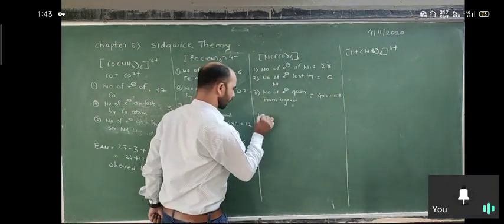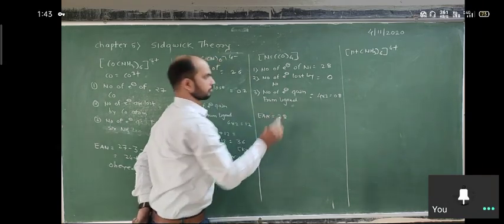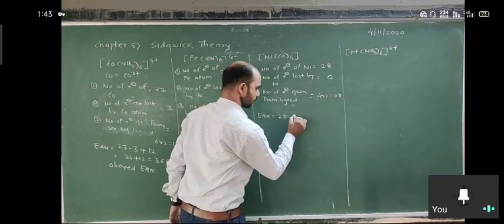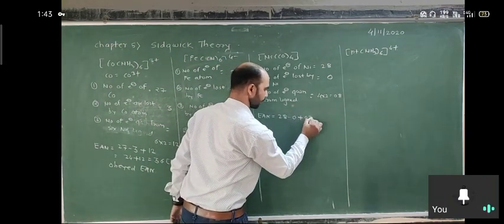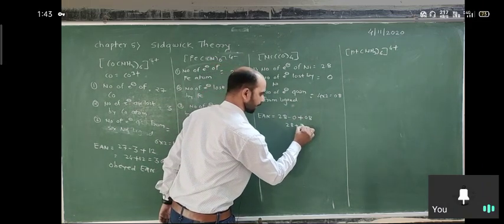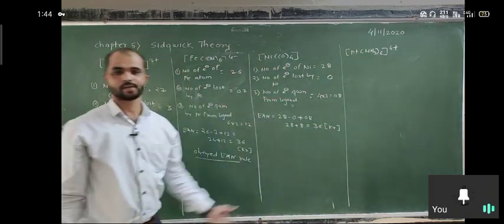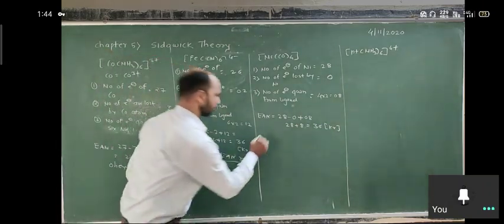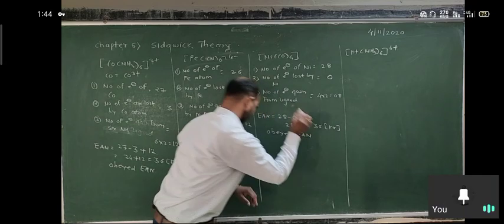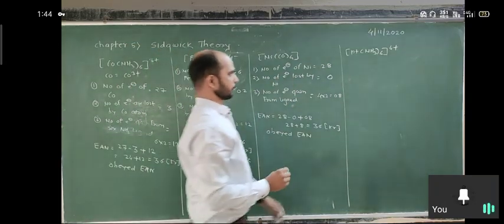So how to calculate EAN? Number of electrons of metal is 28, number of electrons lost 0, plus number of electrons gained 8. So 28 minus 0 is equal to 28, plus 8 is equal to 36. It is equal to krypton. Again the complex obeys EAN. Complex obeys EAN. Last one.